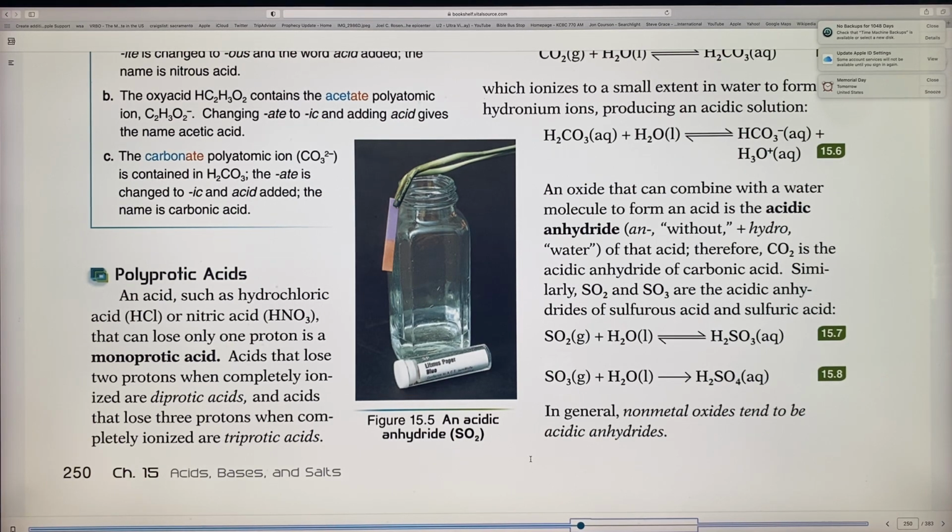But some of them lose 2 hydrogen protons. If they lose 2 hydrogen protons, they're going to be called diprotic. That means losing 2. Now, if they lose 3, they're going to be called triprotic acids. So this is not hard. Just know, okay, one of them just lost 1 hydrogen, so that's a monoprotic. Now, if it lost 2 hydrogens, it's going to be a diprotic, and if it lost 3, which is very rare, it's going to be a triprotic.